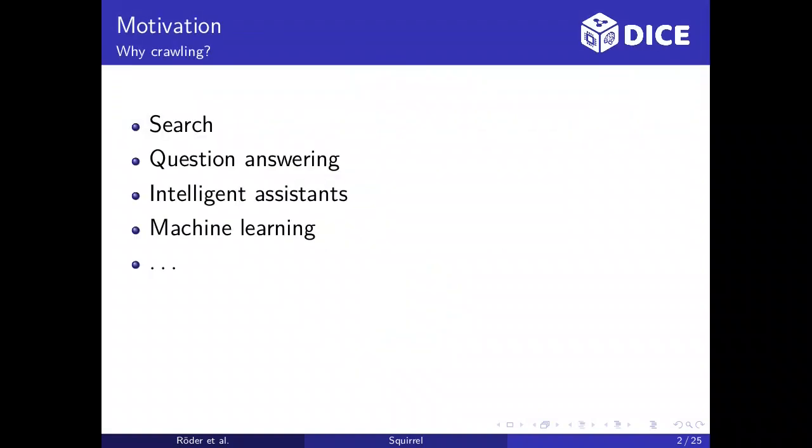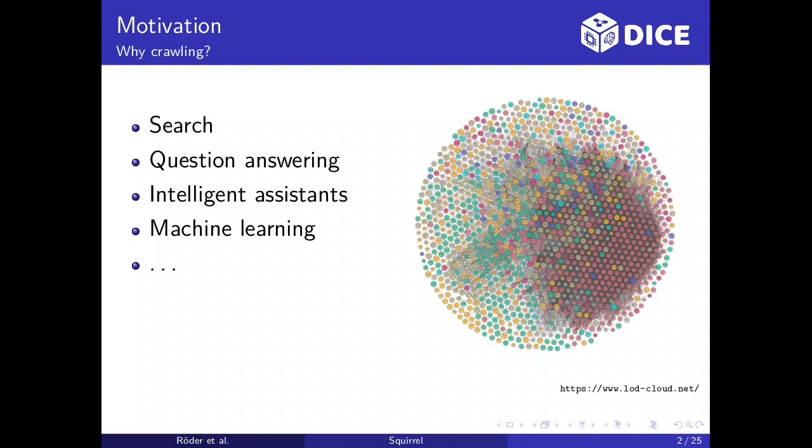But first of all, let's talk about why we even need crawling at all. There are a lot of nice applications like search, question answering, intelligent assistance, machine learning, and a lot more algorithms around, and all of them rely on data. And for most of them, we also need a lot of data. And we actually have a lot of data available on the web. But to get this, we need a crawler that can gather this data automatically for us.